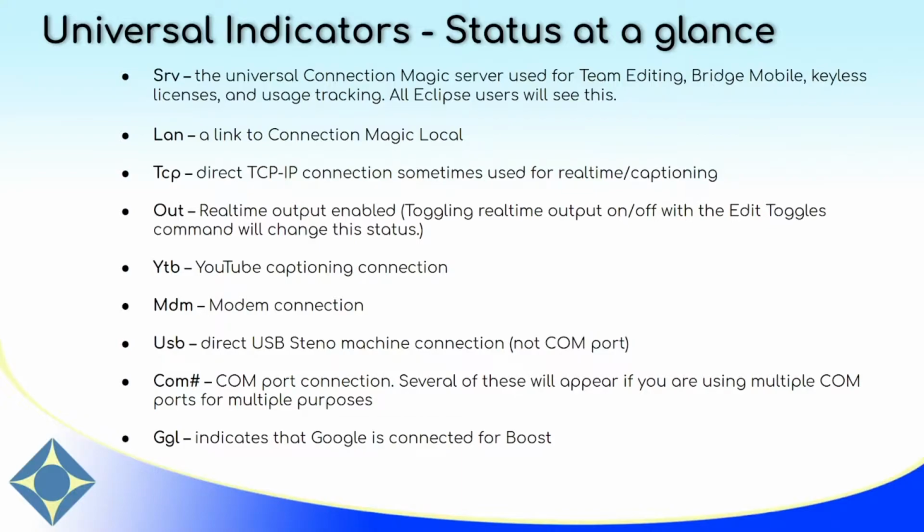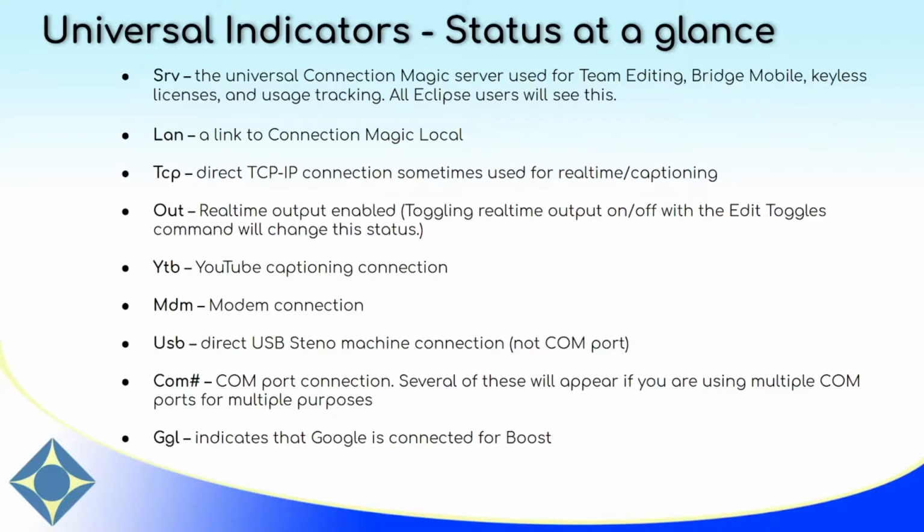TCP indicates that a direct TCP IP connection is active. This is most commonly used for real-time captioning. Out means that your real-time output is enabled, and this is active for any output, whether it's for Bridge Mobile, the CART window, or closed captioning. YTB is the indicator for YouTube captioning and will indicate that your YouTube captioning connection is working.